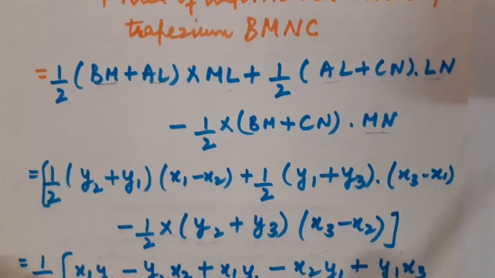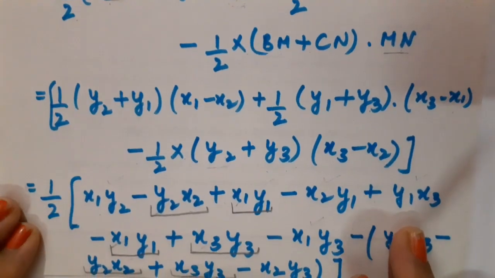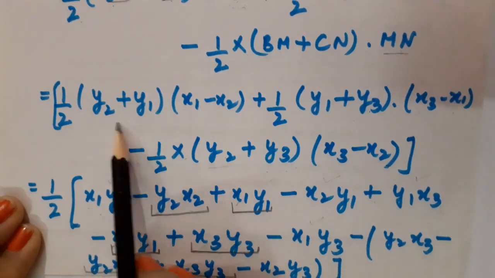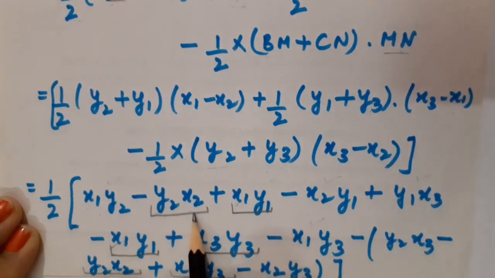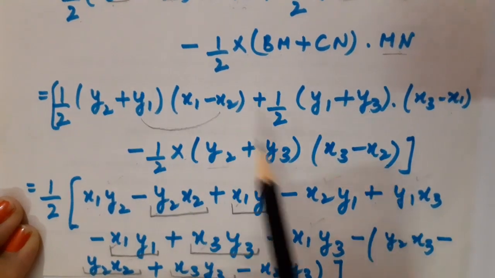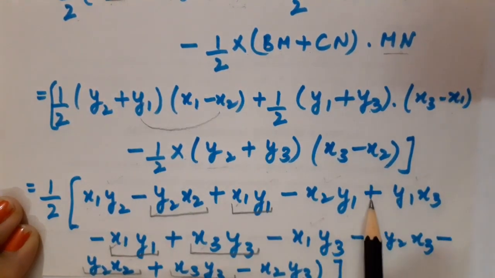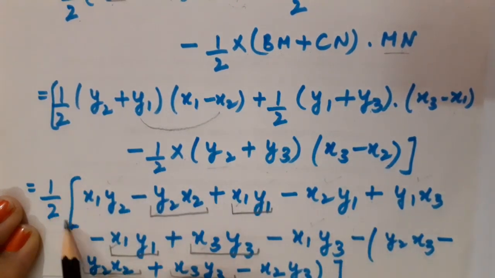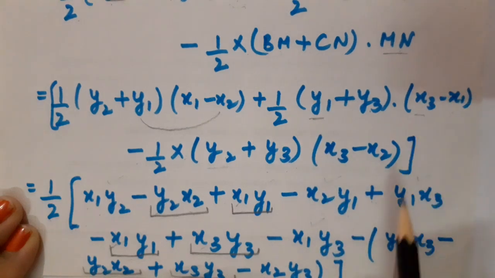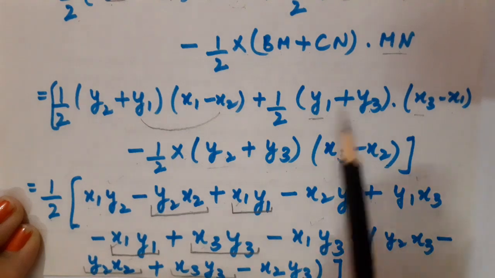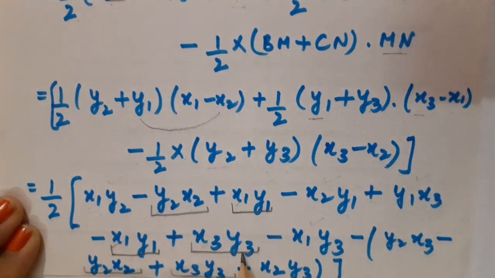Fine. Now let us multiply them. It would be half into x1 into y2 minus x2 into y2 plus x1 into y1 minus x2 into y1, plus this. Half I have taken common, so half I have placed outside the bigger bracket. Now y1 into x3, look here. Again minus x1 into y1 plus x3 into y3 and minus x1 into y3.